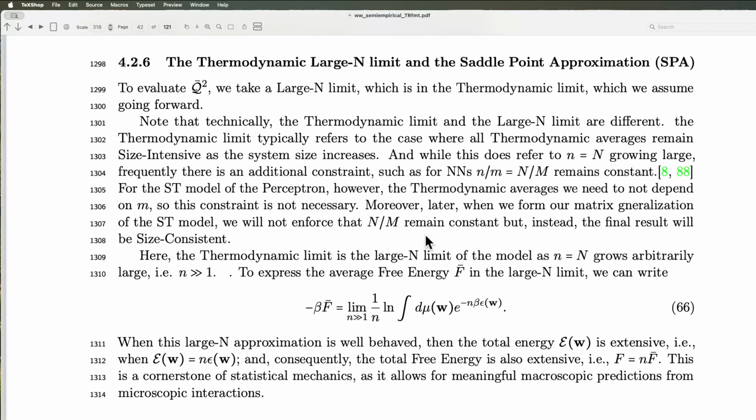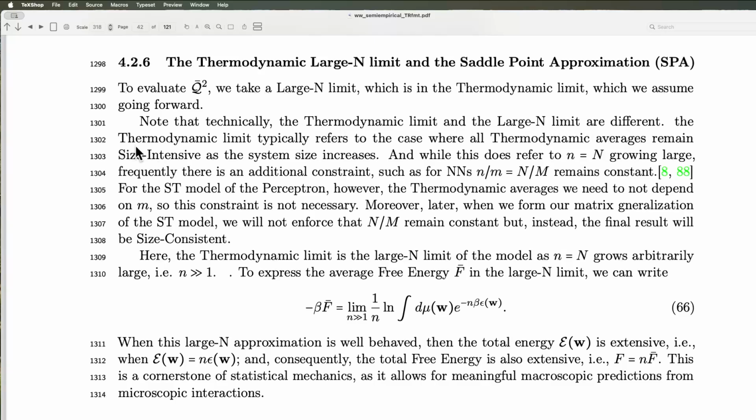Now things get a little more sophisticated. To evaluate Q, we're going to take a large N limit, which is the thermodynamic limit, which we assume going forward. Technically, the thermodynamic limit and the large N limit are a little different, and I'm going to talk a little bit about that. Note that technically they are different.